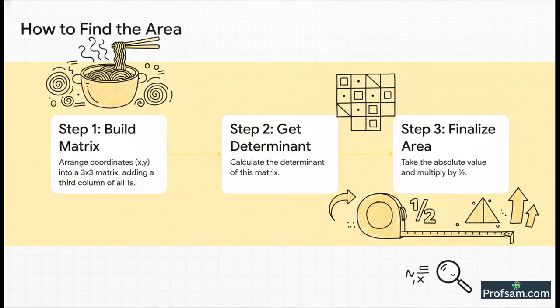Step 1, you take the coordinates of your 3 points and arrange them into a 3x3 matrix. And here's the trick. You just add a third column filled with ones. Super easy. Step 2, calculate the determinant of this matrix. And step 3, just take the absolute value because area can't be negative, right? And multiply it by half. That's all there is to it.